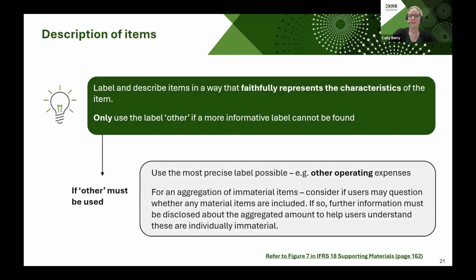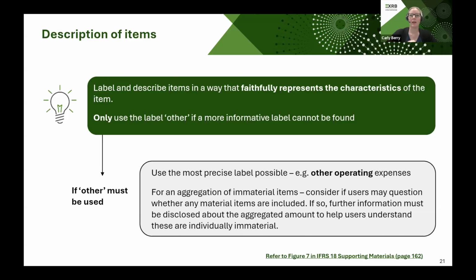The standard provides guidance on how to find a more informative label. For example, if a material item is aggregated with immaterial items, then you could find a label that describes the material item. Now, as you can see here, if you can't find a more informative label, then you may use the word other, but you will need to use the most precise label possible. So for example, other operating expenses or other financial assets.